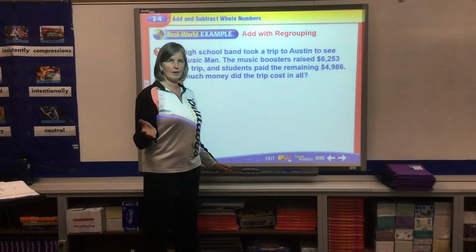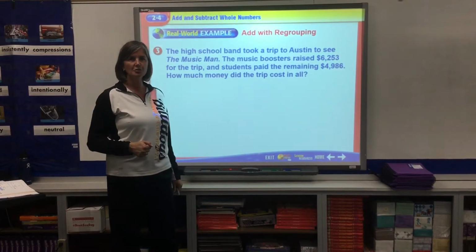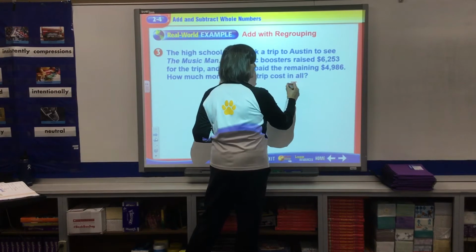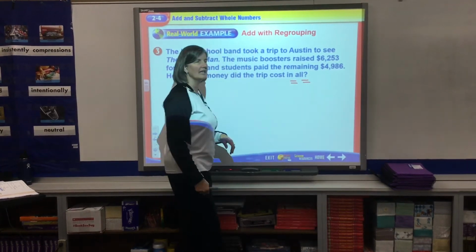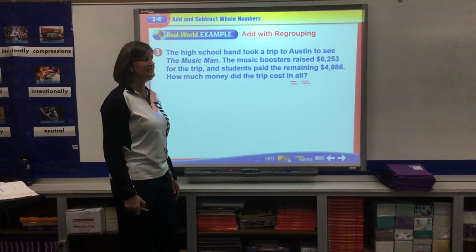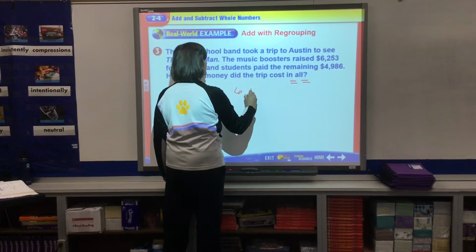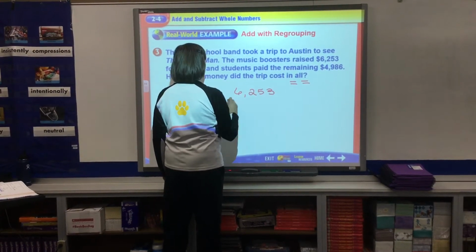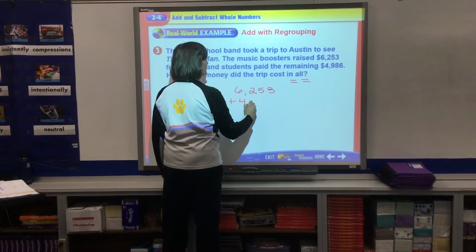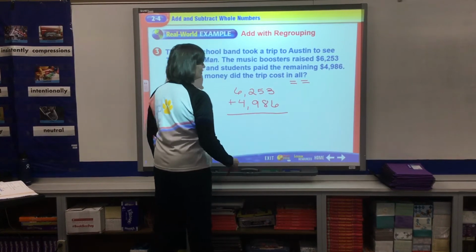Now, we've been talking about adding and we've been talking about subtracting. How do we know which one they want us to do here? We're trying to find out how much money they collected in all. These are the clue words right there, in all, that tells us we are going to be adding those two numbers together. If we know that the Booster Club raised $6,253, we are going to add the amount that the students paid, which was $4,986. I think we're going to have to do some regrouping.